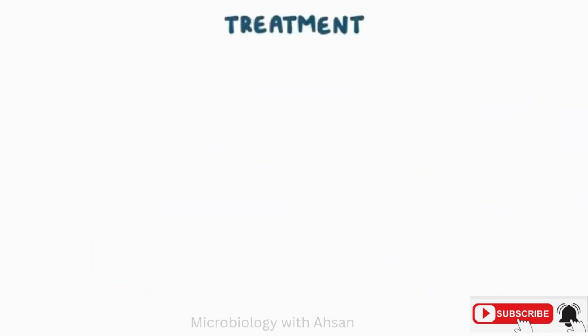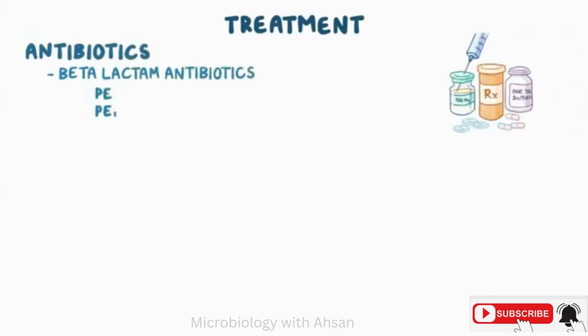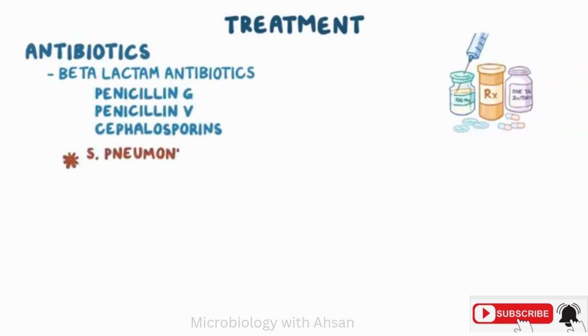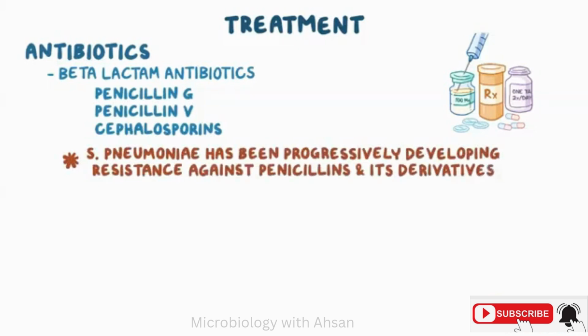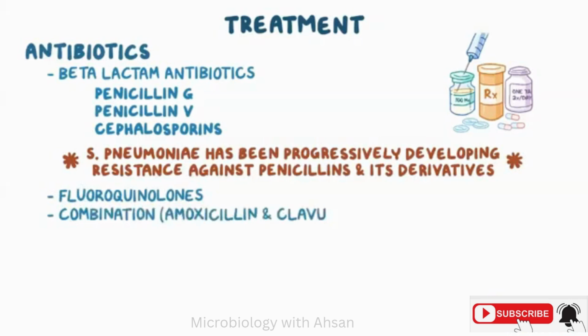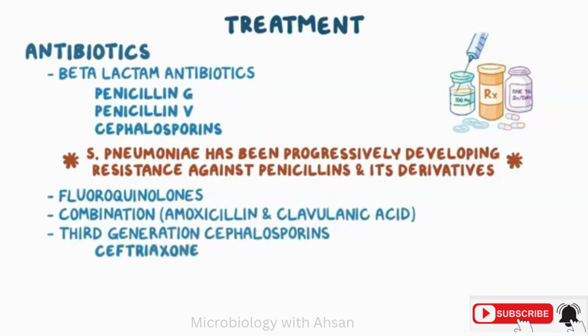Finally, treatment for infections with strep pneumoniae requires antibiotics. The classic first line of treatment is beta-lactam antibiotics, like penicillins G and V, or cephalosporins. However, strep pneumoniae has been progressively developing resistance against penicillins and its derivatives such as amoxicillin and ampicillin. So alternatives include fluoroquinolones, the combination of amoxicillin and clavulanic acid, as well as third-generation cephalosporins like ceftriaxone and cefotaxime. Ultimately, vancomycin and linezolid can be used.